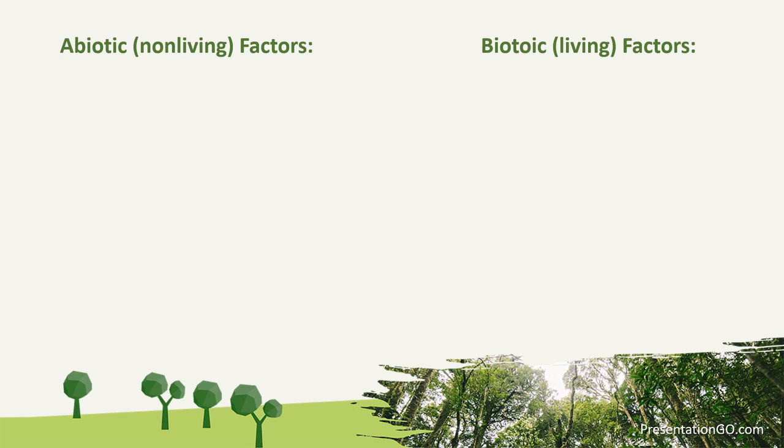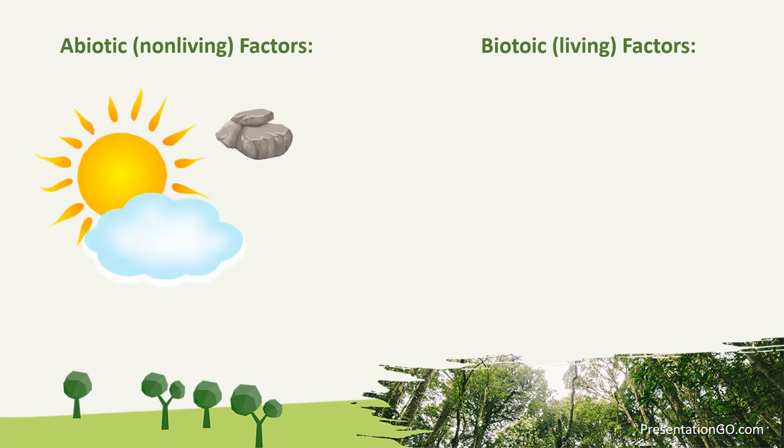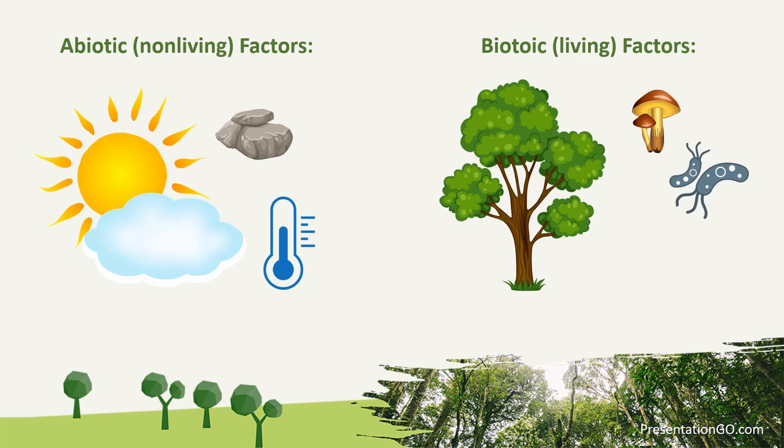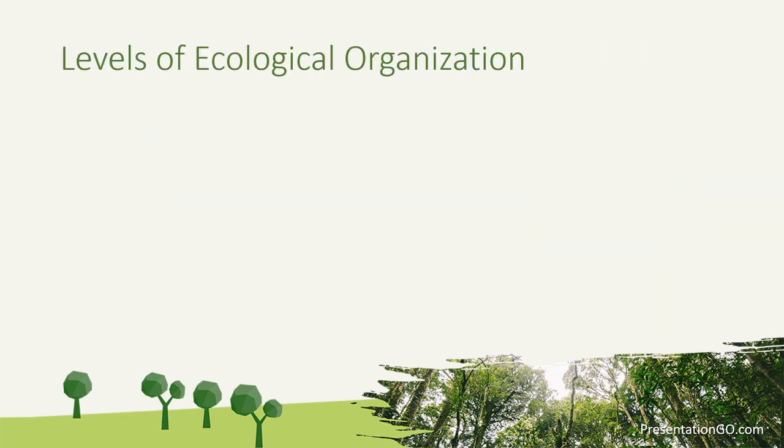Abiotic refers to the non-living things that make up the environment, such as the sun and the clouds, rocks, and temperature. On the other hand, biotic refers to all the living things in the environment, such as plants, fungi, bacteria, and animals. Before we go a little more in depth, we need to know the levels of ecological organization.